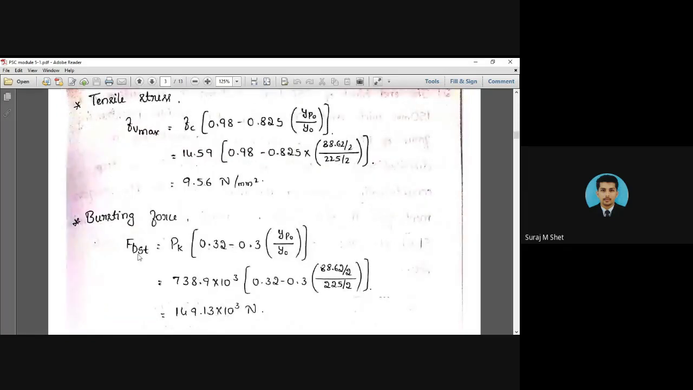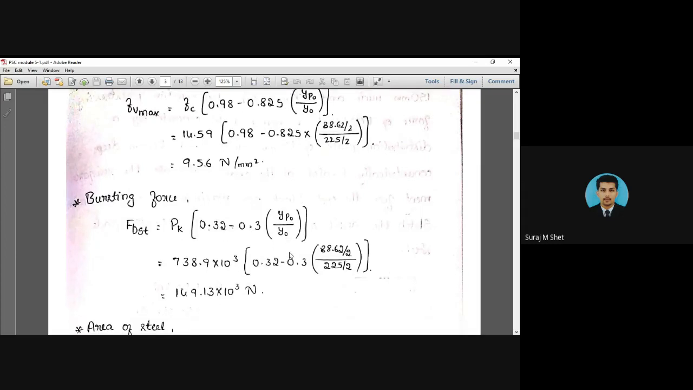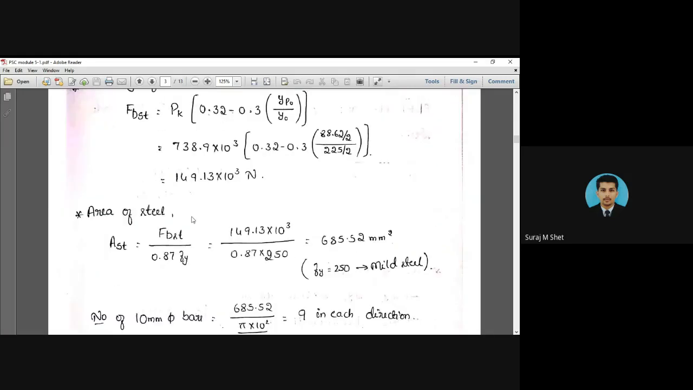Bursting force formula: F BST is equal to PK into 0.32 minus 0.3 into YP naught divided by Y naught. Just substitute the values, you get the bursting force. Then the area of the steel, this formula is available in the code book. In the code book, they have given the formula: bursting force divided by 0.87 into Fy. The Fy value is given in the code book. For mild steel, the Fy value is 250. In the code book, they have given 410 and 500 as well. Based on this, you have to take the default value 410 or 250 or something like that. This is the area of the steel.